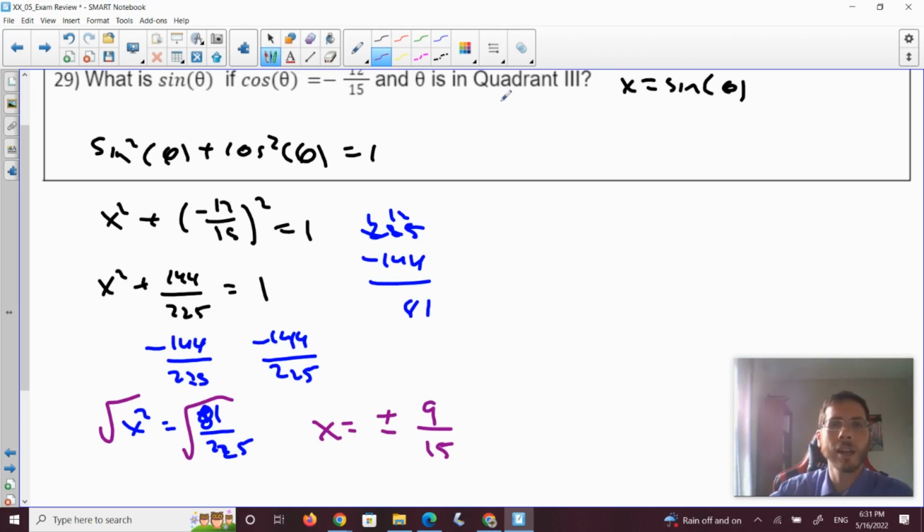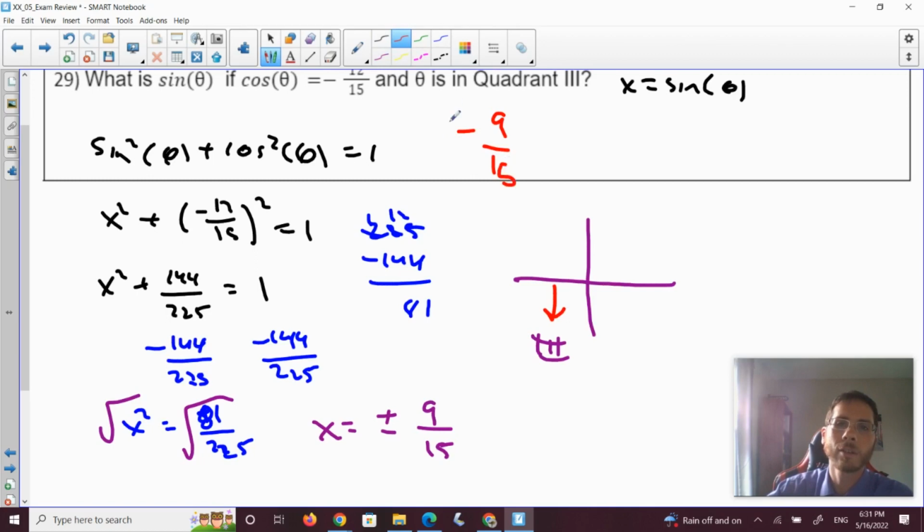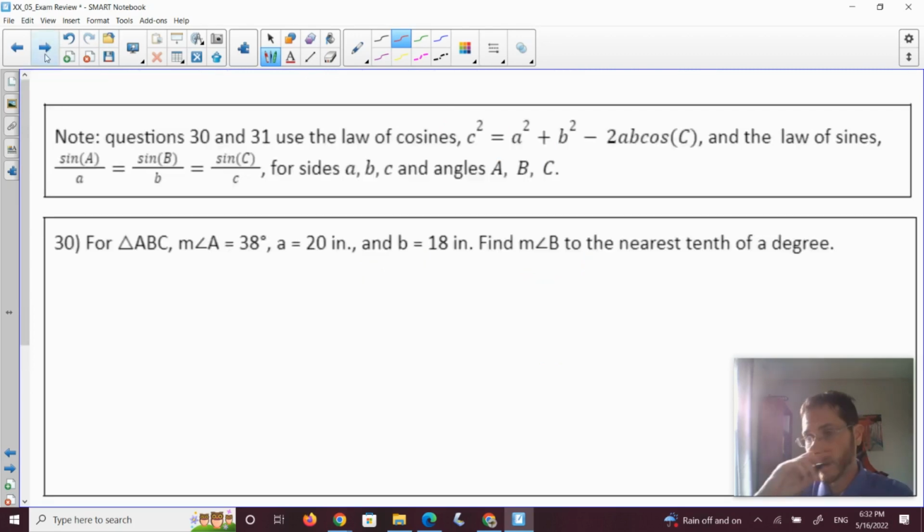Now I just have to decide for quadrant 3, what's sine going to be? Well, quadrant 3 is down here. Remember, sine is the up and down way. So we're below the x-axis, so we want the negative version. So negative 9 over 15. So that's where quadrant 3 is. It's below the x-axis. Almost done.